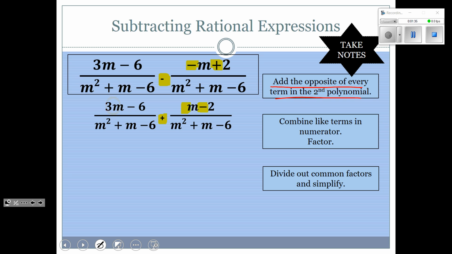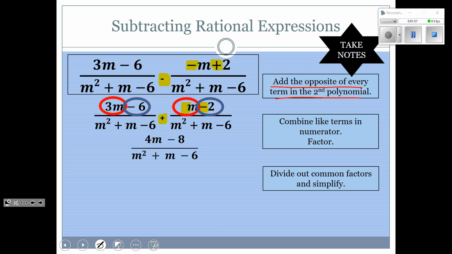Now, we have our common denominators already, so we're going to look for like terms in the top. We have a 3m and a 1m. We can combine those. We have a negative 6 and a negative 2. We can combine those. And when you do, you get 4m minus 8. And there's no need to write the denominator twice. We just write it once here.